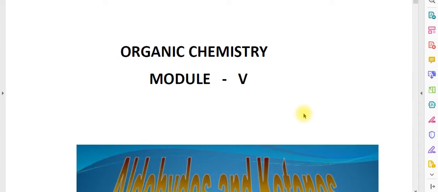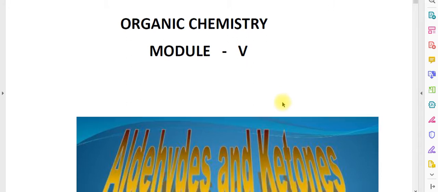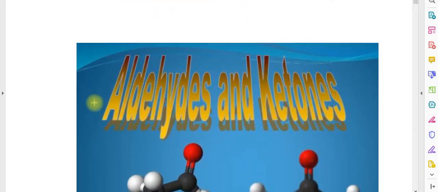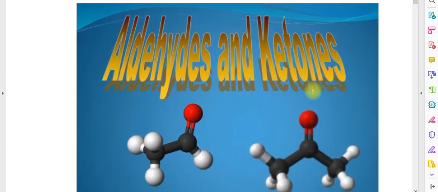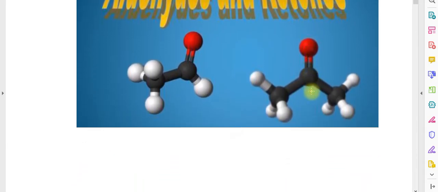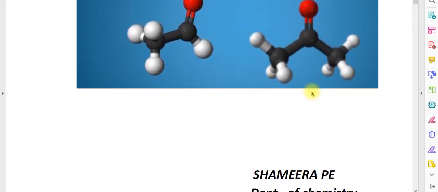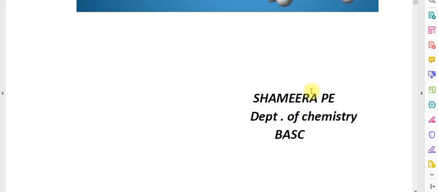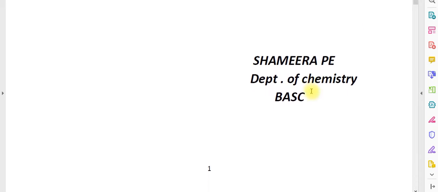Today we are starting a new module in organic chemistry, that is module 4, aldehydes and ketones. In this module we are discussing the preparations of aldehydes and ketones. It includes both the aliphatic and aromatic aldehydes and also the aliphatic and aromatic ketones. After that we are discussing the chemical reactions or chemical properties of aldehydes and ketones.